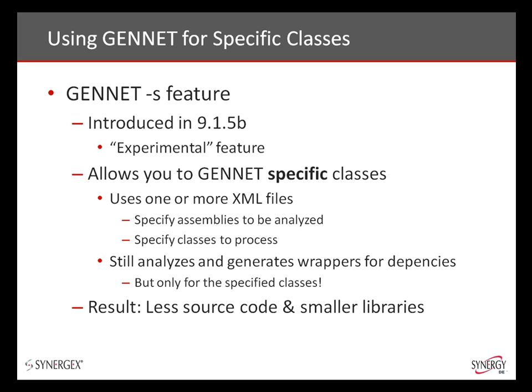Normally, you would specify one or more .NET assemblies as the input to GENNET, and wrapper classes will be generated for all the types in those assemblies and all required types from other assemblies. With the -S option, the input file to GENNET is one or more XML files, and those XML files not only specify the assemblies to be processed, but also specify the specific classes from within those assemblies which are to be processed. GENNET will still process dependent classes, but only for the specific classes that you've stated that you need to use in your applications.